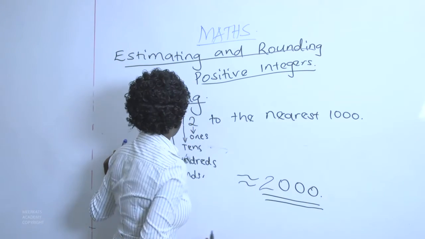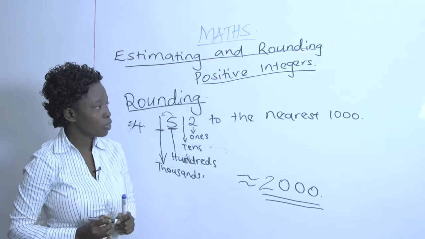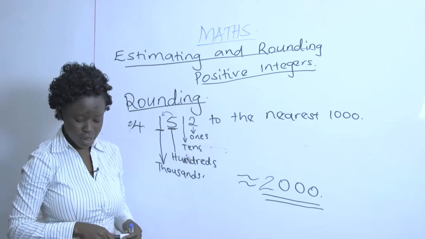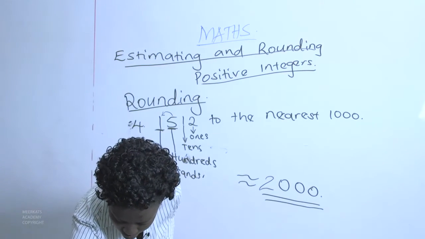So when 1,512 is rounded to the nearest 1,000, the answer we obtain is approximately 2,000.